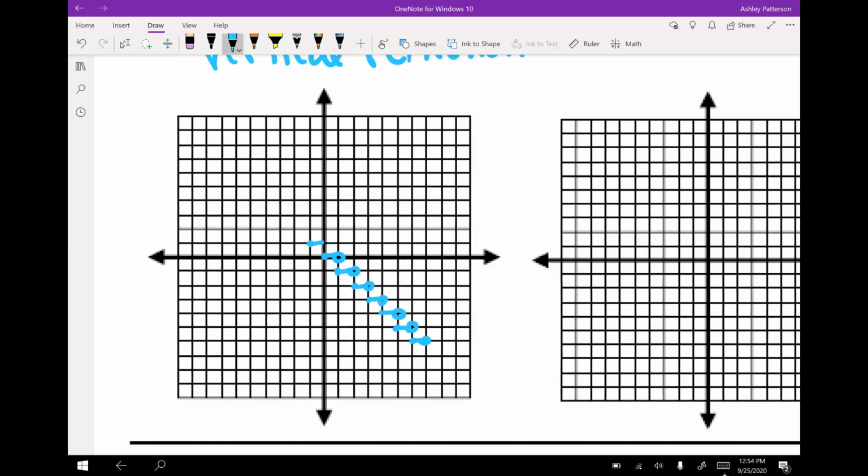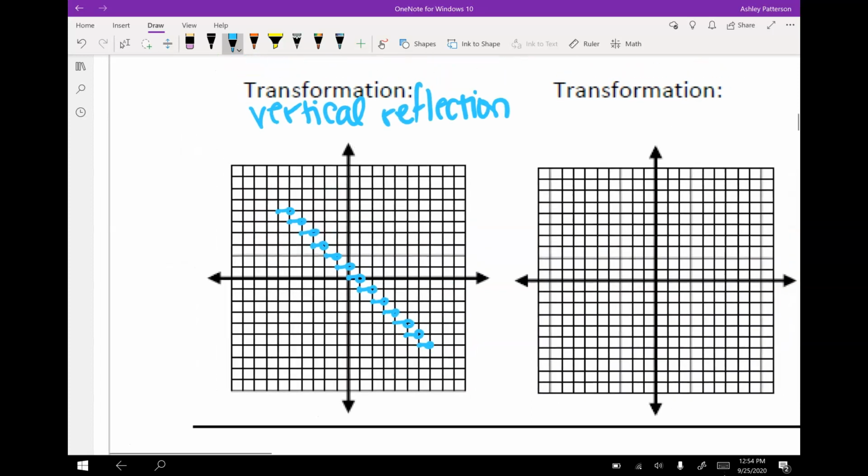The y values, and this part you might want to write down in the chart we just filled out on the previous page, the y values are changing their sign. Okay, for a vertical reflection, the y values change their sign.